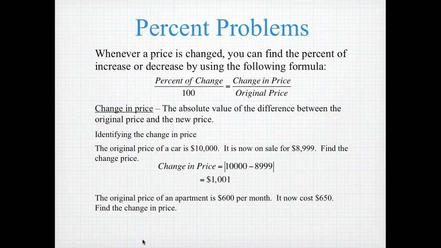The original price of an apartment is $600 per month. It now costs $650. Find the change in price. So 600 minus 650 is negative 50, but its absolute value is going to be $50. So it's always a positive number. We subtract the two values, and we have the change in price.